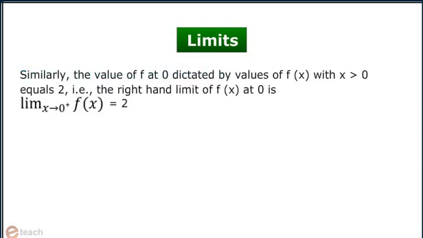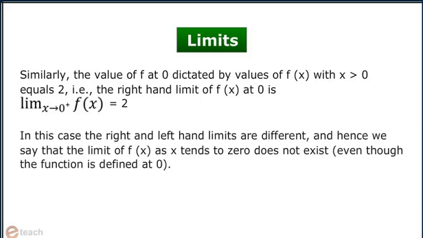Similarly, the value of f at 0 dictated by the values of f(x) with x greater than 0 equals 2. That is, the right-hand limit of f(x) at 0, the limit as x tends to 0 plus of f(x), equals 2. In this case, the right and left-hand limits are different, and hence we say that the limit of f(x) as x tends to 0 does not exist, even though the function is defined at 0.